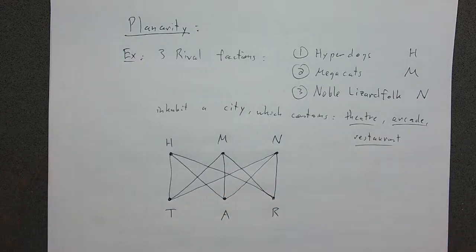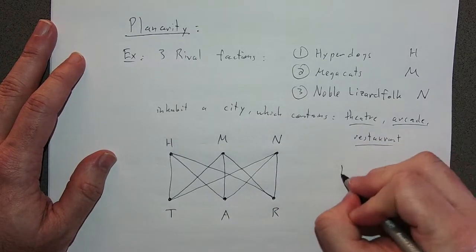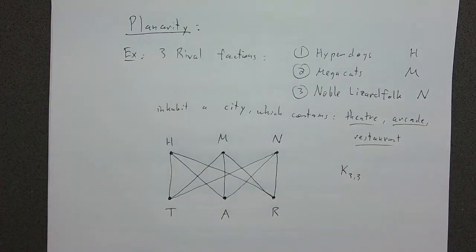So here we go. This is our graph. Now, you might notice that this graph is just K3,3. It's just the complete bipartite graph with partite sets of size 3 and 3.